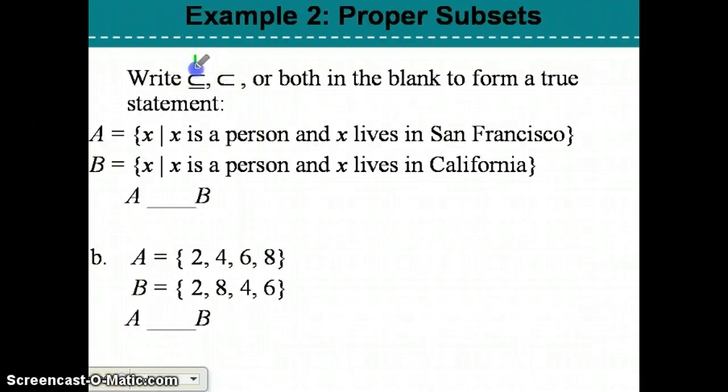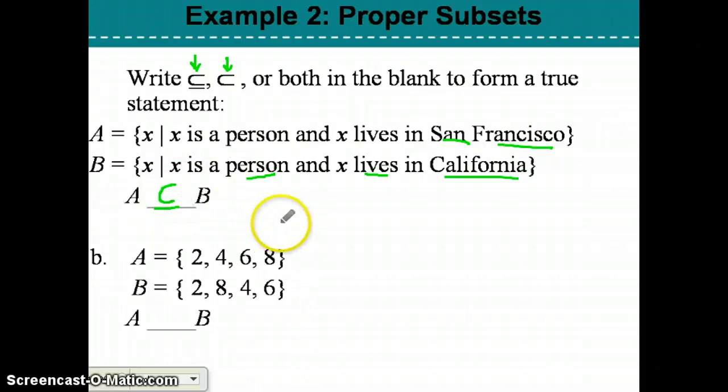Write that which is a subset and that which is a proper subset, or both, to form a true statement. All right, what is A? A is a person and lives in San Francisco. What's B? B is a person and lives in California. All right, is San Francisco in California? Is it a city in all the cities of California? Yes.